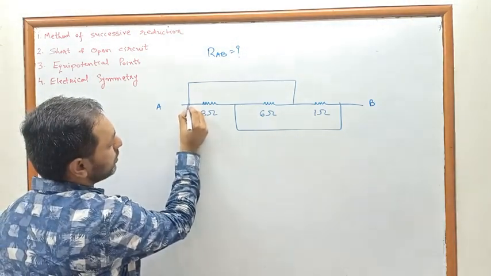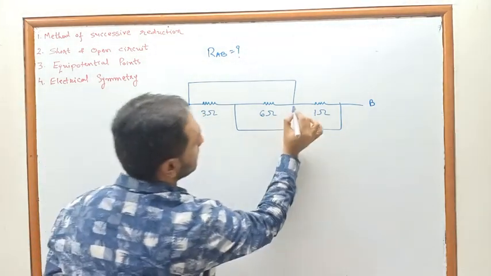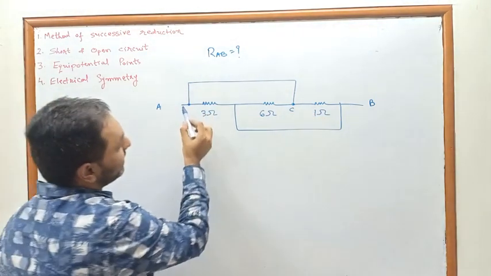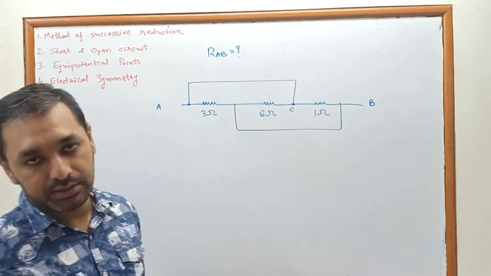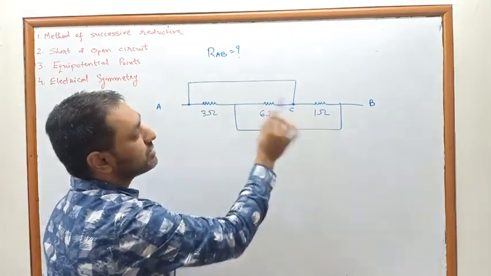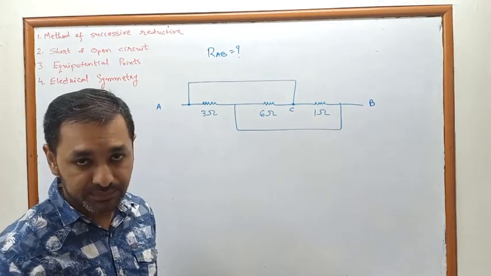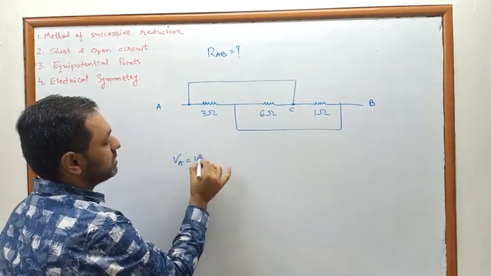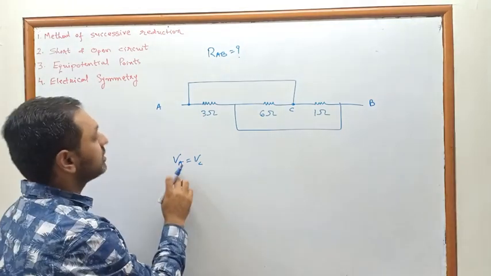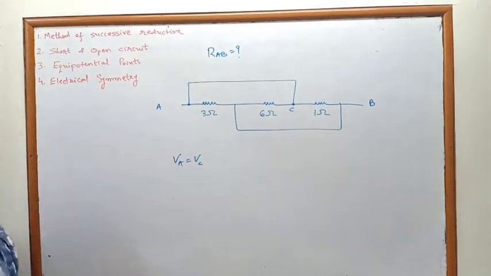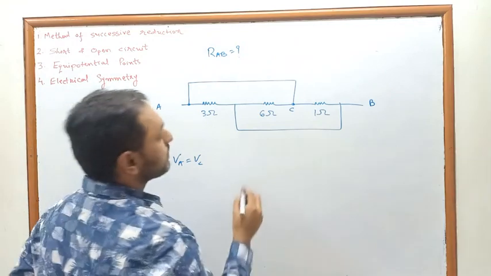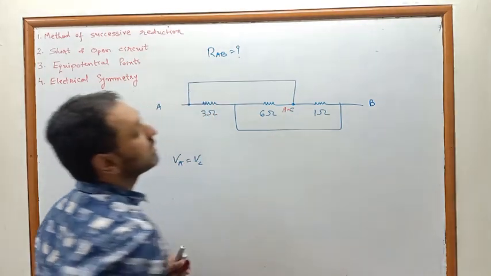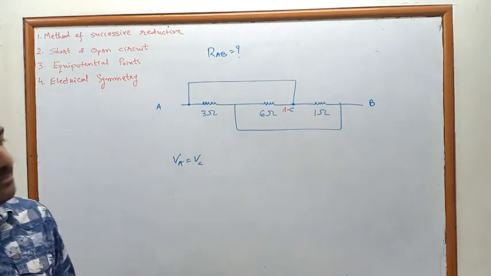So this is point A. Consider this is point C. Points A and C are short circuited, meaning there is no potential difference between A and C. In that case, we can say that VA is equal to VC. These two are equipotential points, meaning you can join them. So to simplify the circuit, I'll join A and C.